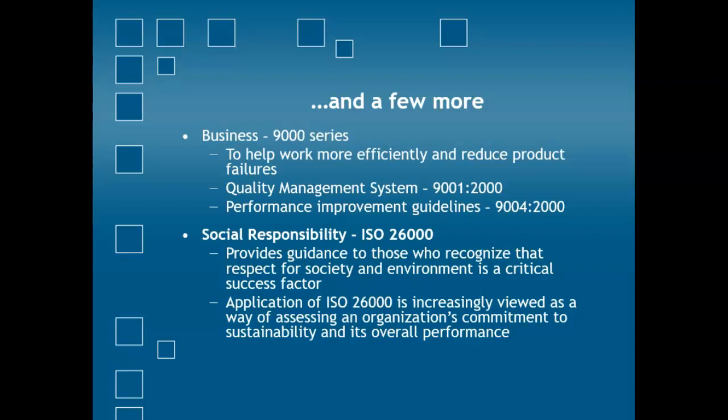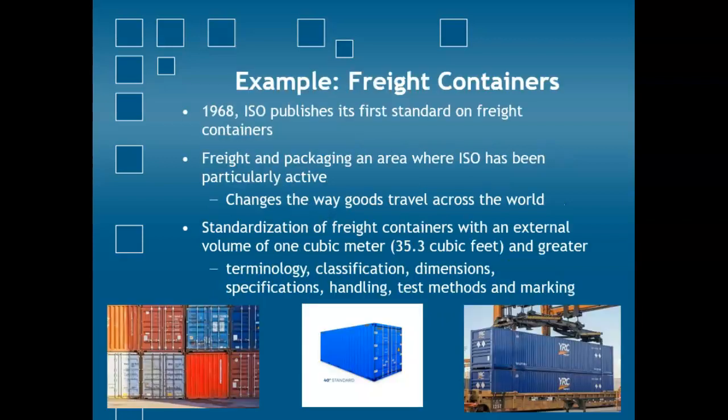And there's also a fairly new one called social responsibility. That's the ISO 26000 series. What it does is provide guidance to those who recognize that respect for society and environment is a critical success factor. So again, this is social responsibility. ISO 26000 is a component of, as I said before, the evolution of society. We have evolved and we expect social responsibility now. So it's increasingly viewed as a way of assessing an organization's commitment to sustainability and its overall performance.